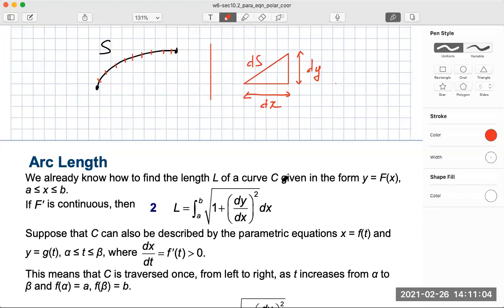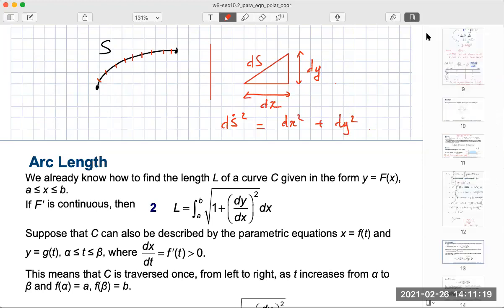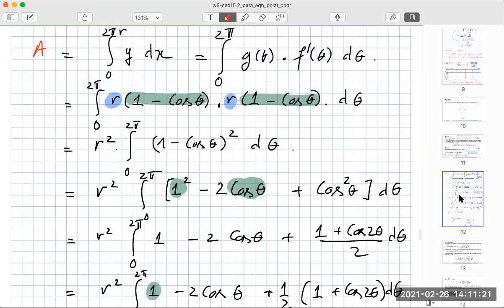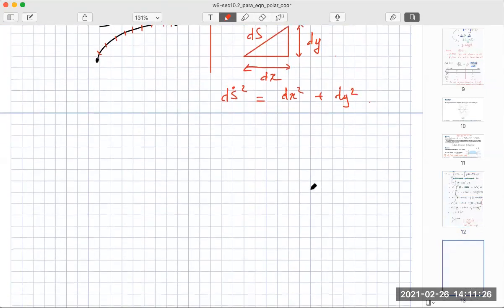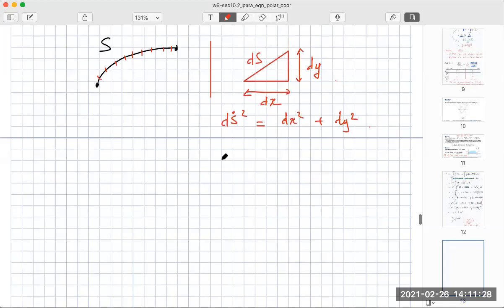Pythagorean theorem tells us that ds squared will be, yes, dx squared plus dy squared, right? Very good. So from this relation, we say that ds will be the square root of dx squared plus dy squared, right?